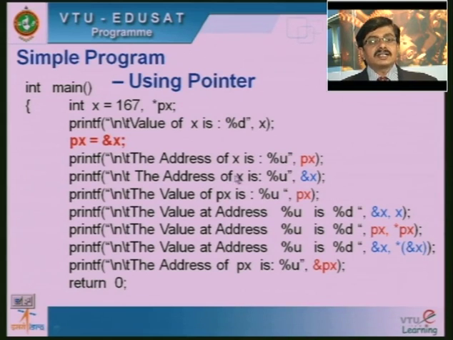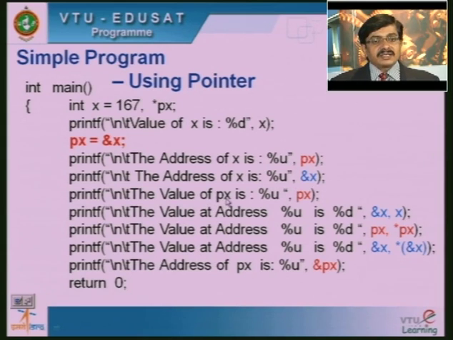Another way of printing the address of x is with the value of ampersand of x. Ampersand of x and px remain the same there. The value of px is %u comma px. What exactly is the value of px? It is nothing but the address of x, because it is holding the address of x. The px, ampersand x and px here, all three will print the address of x only.